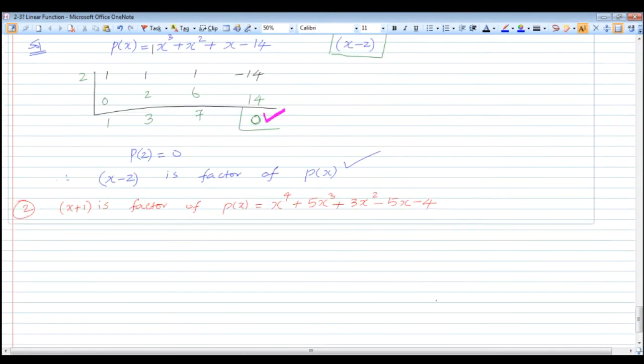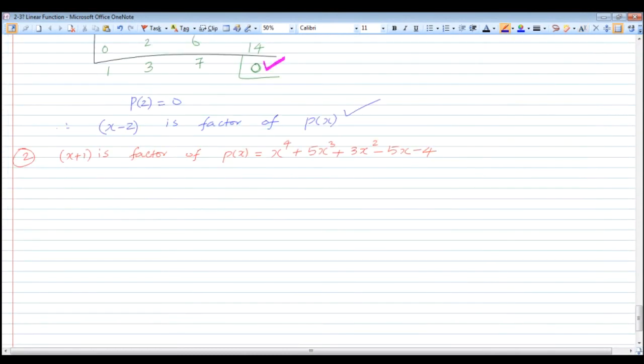Let me check using synthetic division. Is there any missing term in the polynomial? The polynomial given is x power 4 plus 5x power 3 plus 3x power 2 minus 5x minus 4. The powers 4, 3, 2, 1 and the constant are all present, right? And the factor is given as x plus 1.